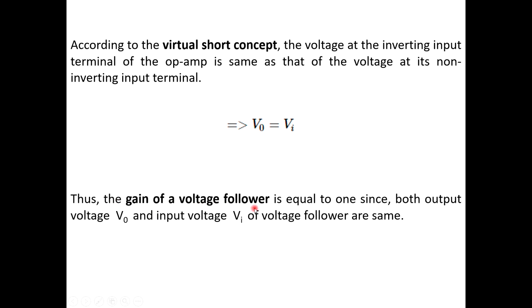Thus, the gain of the voltage follower is equal to 1. Why? V out by Vi will be equal to 1. So it is 1, unity. Both output voltage and input voltage would be the same. That's why it's called a voltage follower. I hope this topic is clear to you.